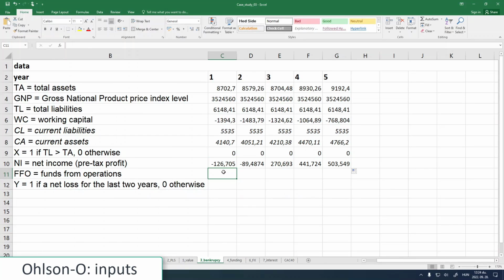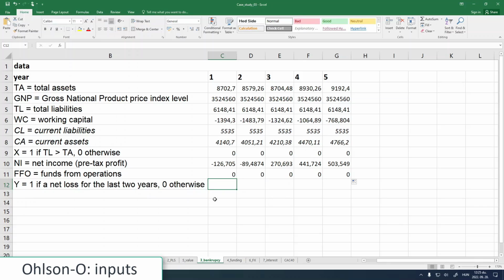Oh my god, funds from operations. Yeah, this is where we need cash flow statement data, but we don't have it. So this will be 0 in this case because we need an additional sheet for that, but right now let's zero it out.